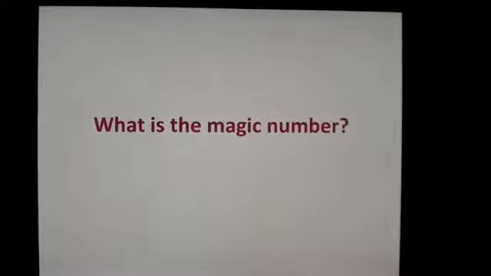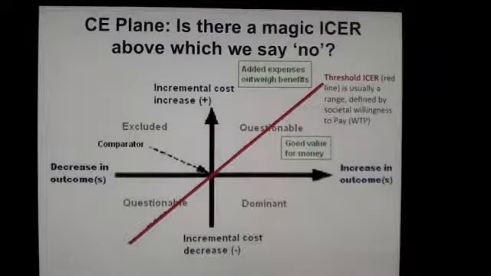So then, coming back to the concept of cost-effectiveness, what is the magic number above which we say something is cost-effective and below which something is not cost-effective? So if we have an ICER, for example, and the ICER comes out at $50,000 per life year gained, is that a good deal or is that not such a good deal? Well, coming back to that cost-effectiveness plane, we need to think about this a little bit deeper. Is there a magic ICER above which we say no?